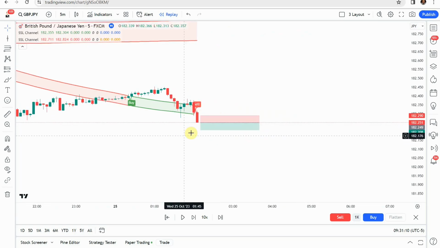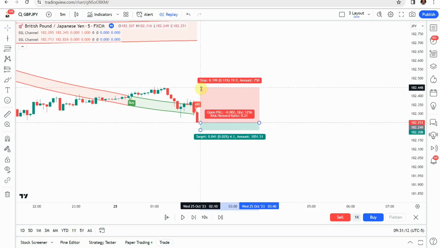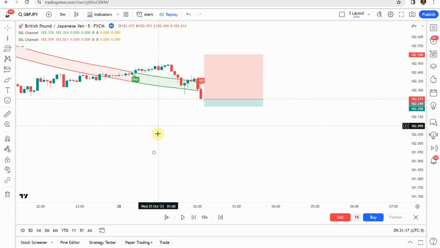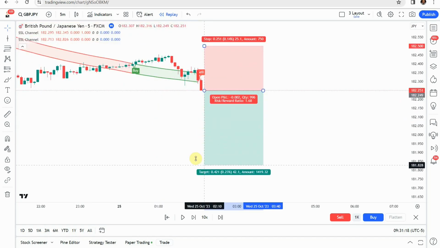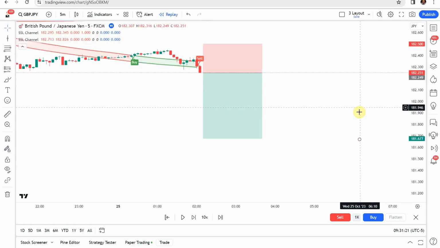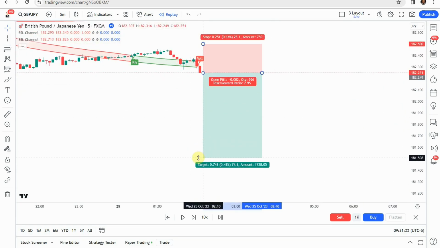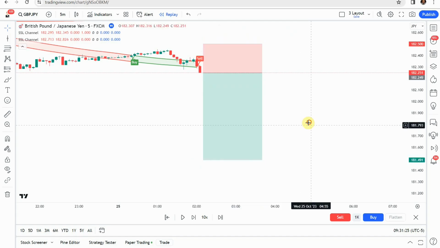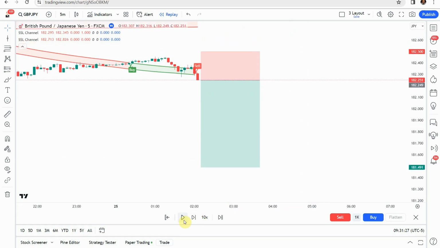So we're then going to set a short trade there. We're going to put our stop at the 25 pips again. And we are going to target that 1 to 3 risk reward. So bring this down right about there. All right, let's go ahead and play this one forward, see what we get.